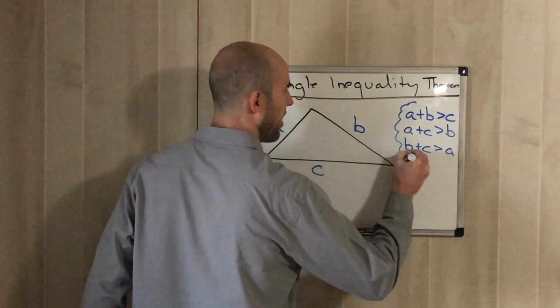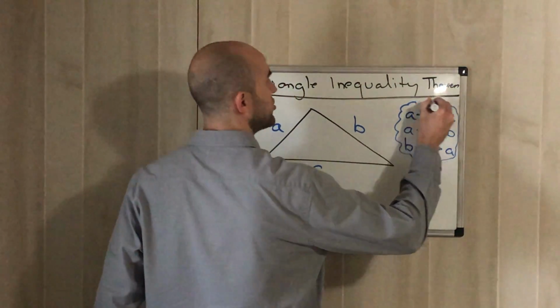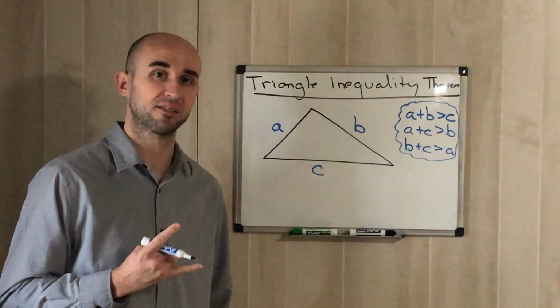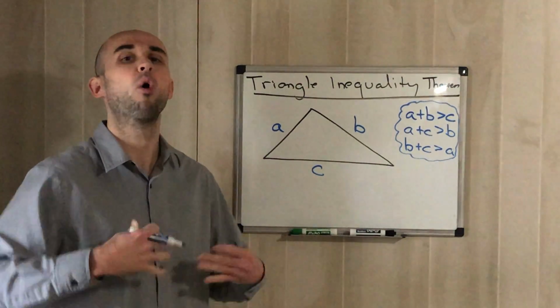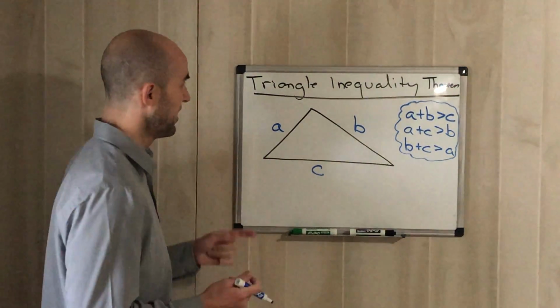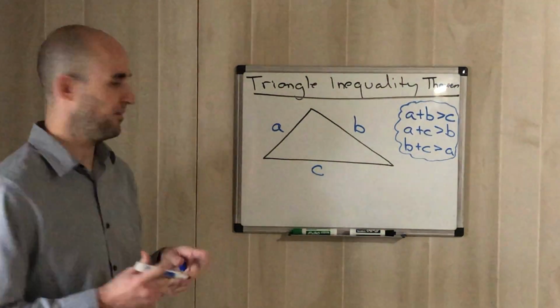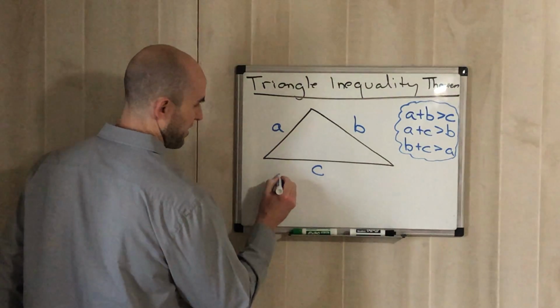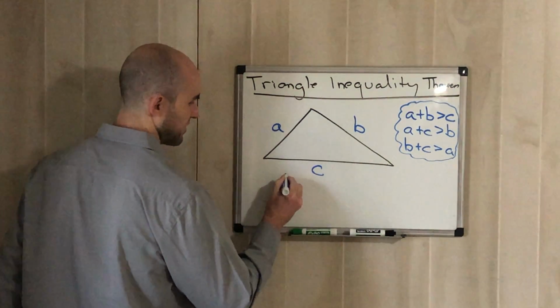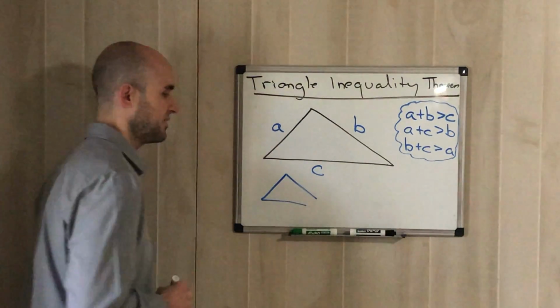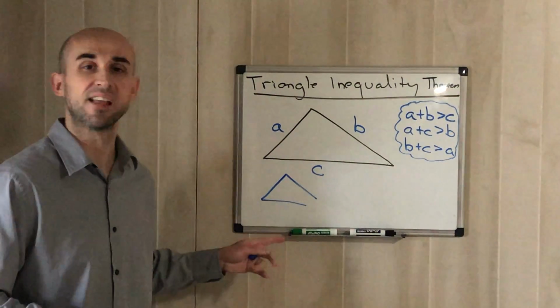And that's what the triangle inequality theorem states: whenever we add up two sides of a triangle, it always has to be greater than the third. Because again, it's like saying this. Goal of a triangle. Sometimes people think that a triangle is just anything that has three sides. This here has three sides. That right there is not a triangle.